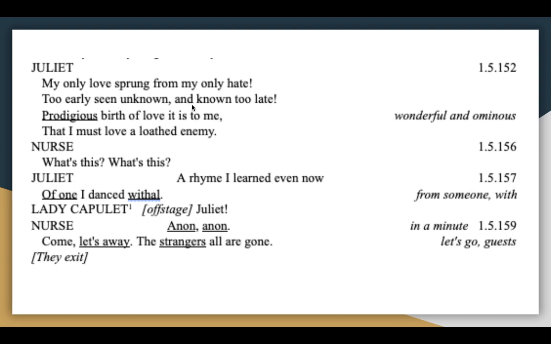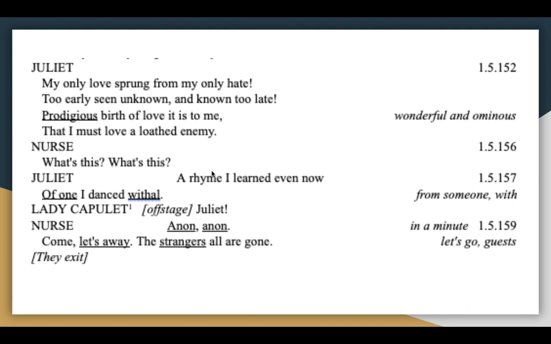Too early seen unknown, and known too late. So I found out too late, I didn't know he was a Montague, and I've fallen in love with him, and now it's too late. Prodigious birth of love it is to me, that I must love a loathed enemy. So love's a monster to me, and now I love this loathed enemy. So I love my family's enemy.